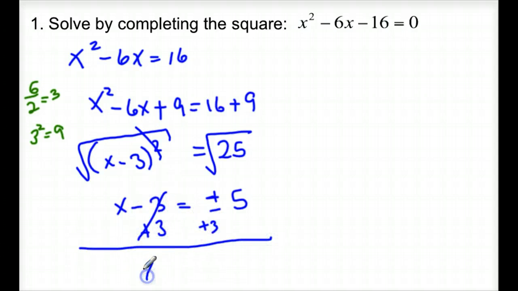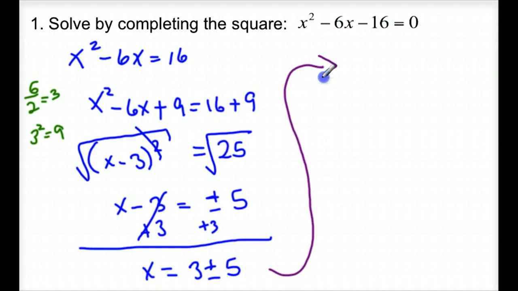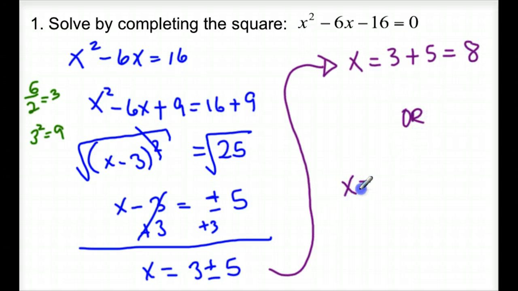This cancels. x is equal to 3 plus or minus 5. So now how do we solve this? I'm just going to come up here and write my solution. My first solution is x is equal to 3 plus 5, which we know is 8, or x is equal to 3 minus 5, which we know is negative 2. So these are my answers.